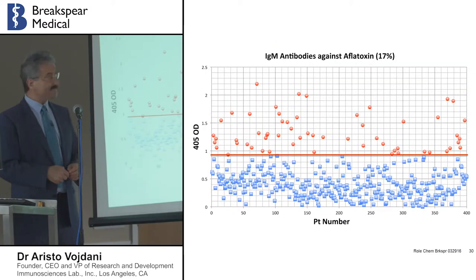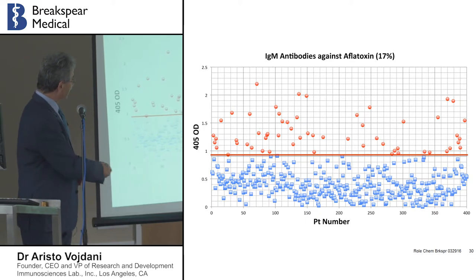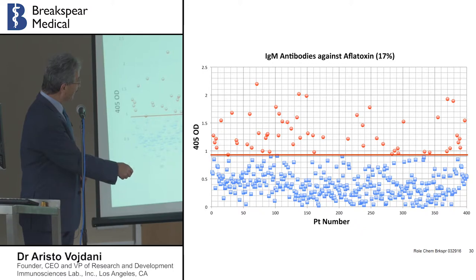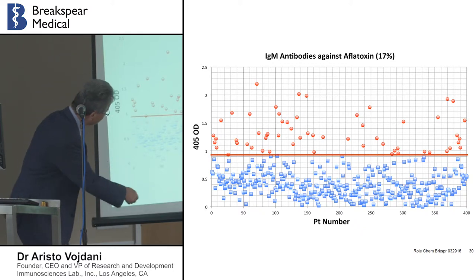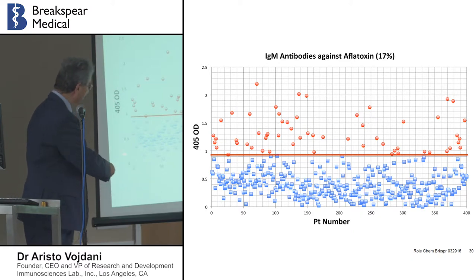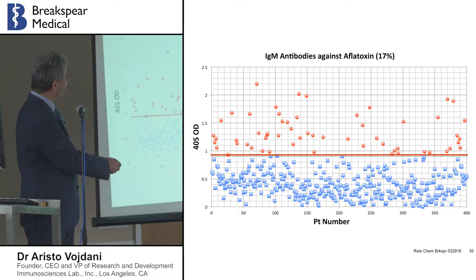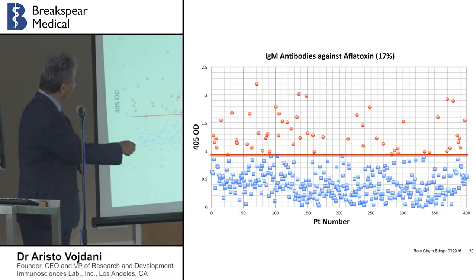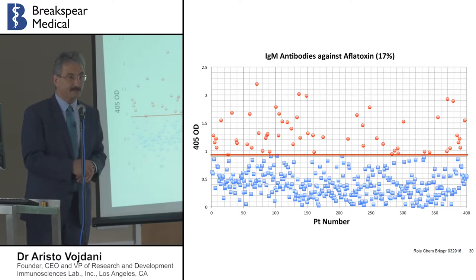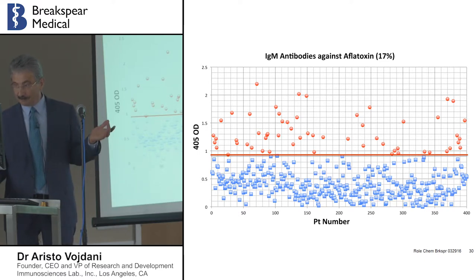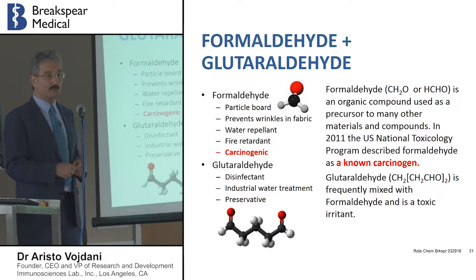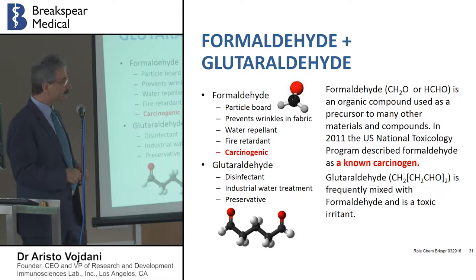So we found 17% made antibodies against aflatoxin at 2 standard deviations above the mean. These are the normal ranges. Right here you see lots of people who made some antibodies, but they were not that high. But about 17% made significantly high levels of antibodies. And in my opinion, these are the individuals who are more prone to autoimmune disease.